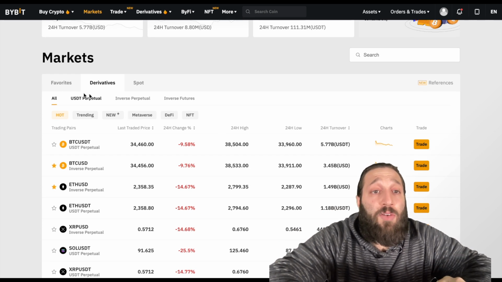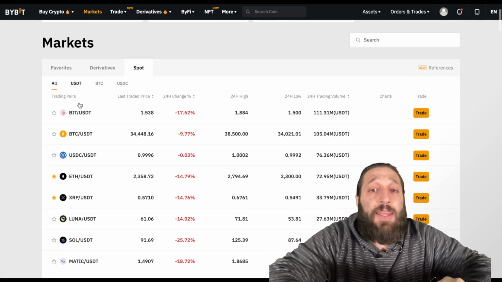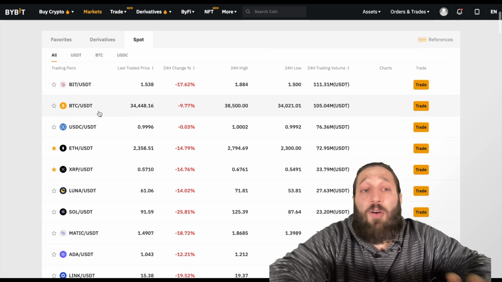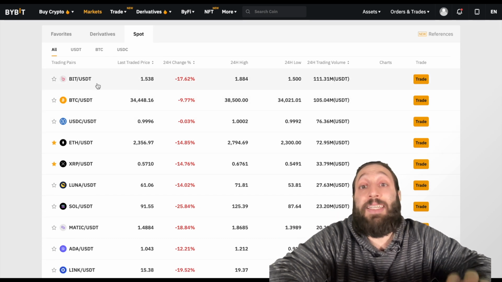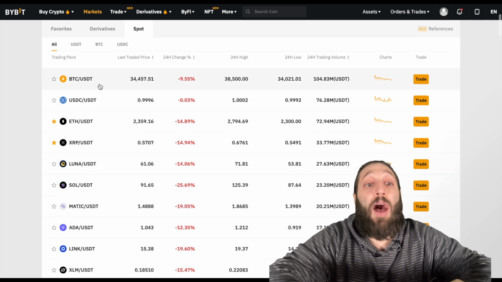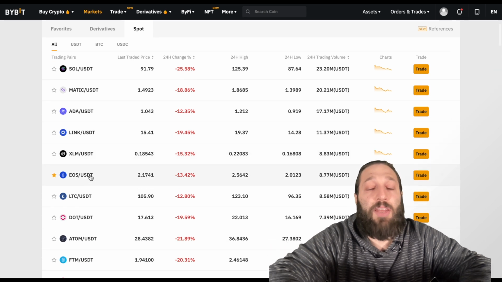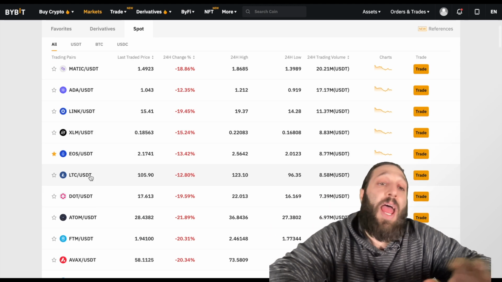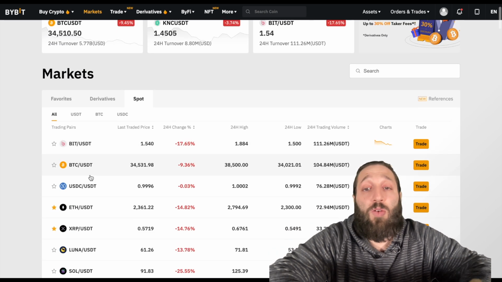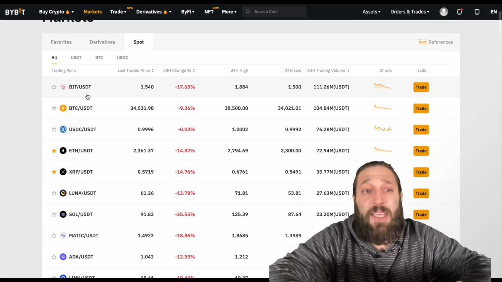So let's head over to spot. And then this is pretty much any altcoin you could buy against USDT. So you need to have USDT to buy any of these coins. You can of course send any of these coins and then transfer them for USDT and then trade into any other coin. So we'll start with Bitcoin. This is Bybit's coin right here. It's down 17%. So we'll click that.